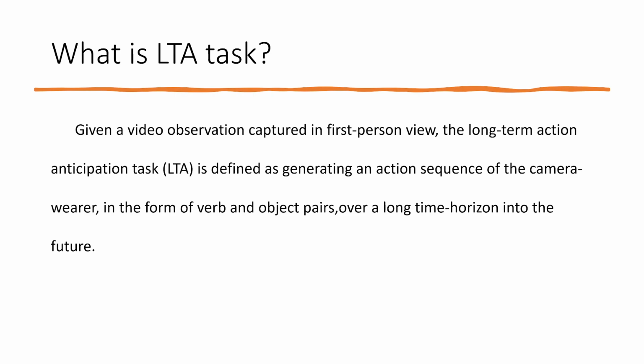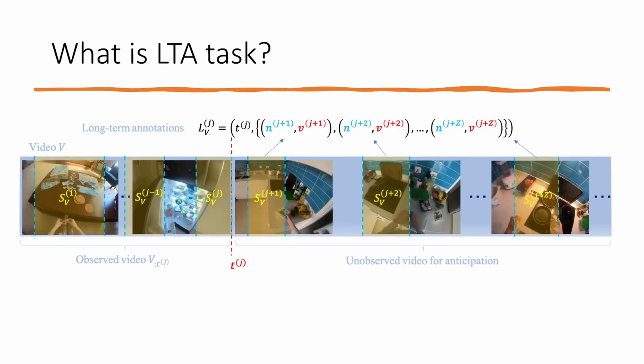Given a video observation captured in first-person view, long-term action anticipation is defined as generating an action sequence of the camera wearer in the form of verb and object pairs over a long time horizon into the future. Specifically, the learned model is expected to predict a sequence of Z actions in the form of verb and object pairs, given visual observation up to time Tj in the video. Tj is the end time for the j-th labeled segment in the original video.